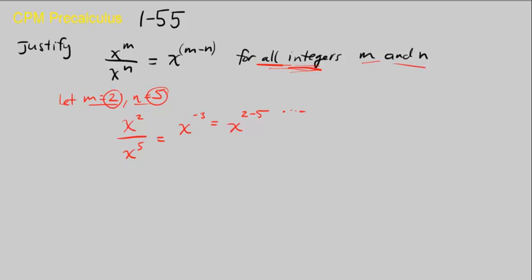So this is not how we can solve for all integers. To solve for all integers, we have to use m and n. So let's start off by just looking at one side of that equation, x to the m divided by x to the n.